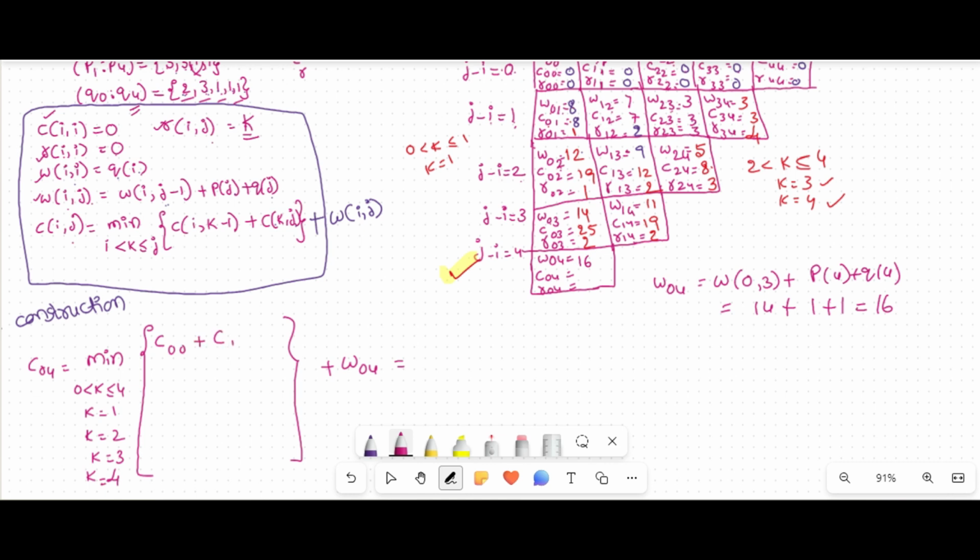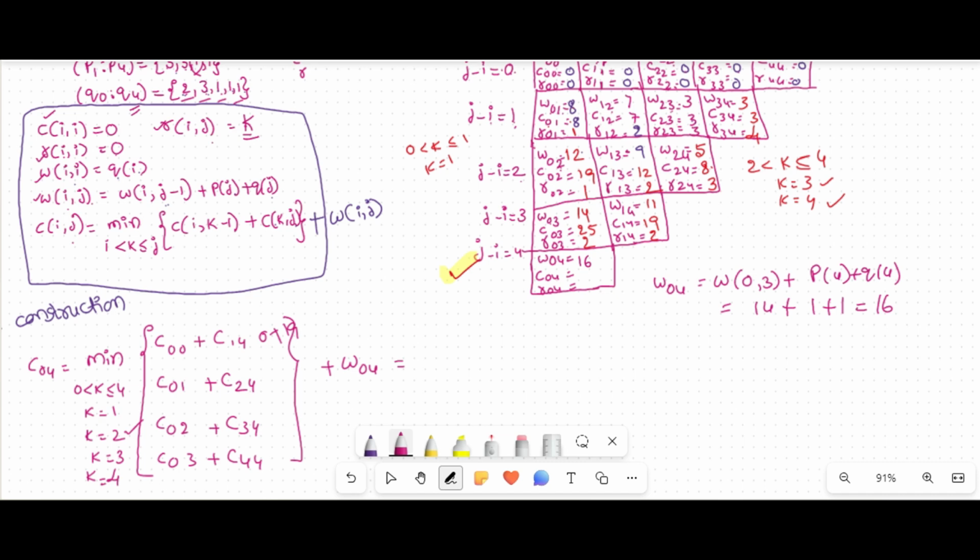of k value 1 and J, C14. Next, k value 2, C of I k minus 1. That means 1 plus C of k j. C of I k minus 1 plus C of 3, 4. C of 0, here it is 3 plus C of 4, 4. Now substitute the values. So for this we are getting C00 plus C14, where is C14? Here it is 19.